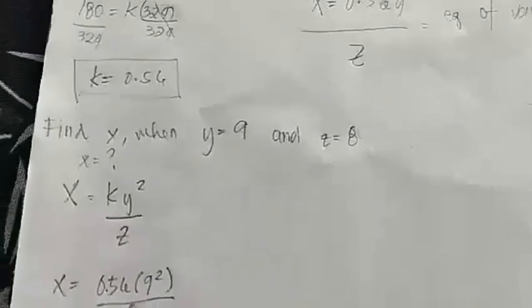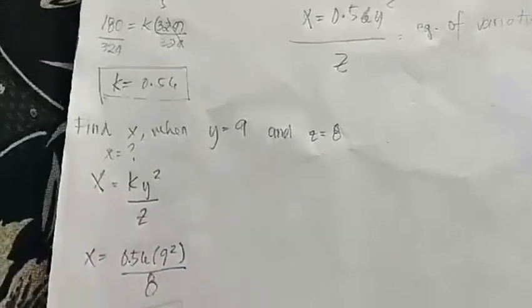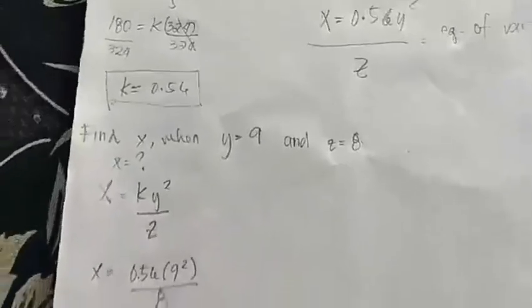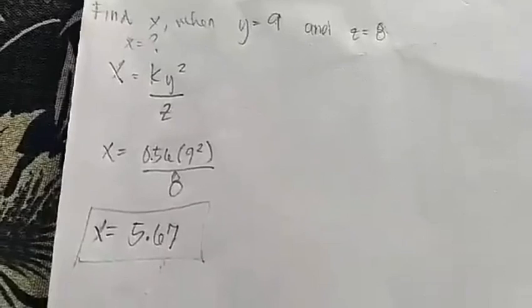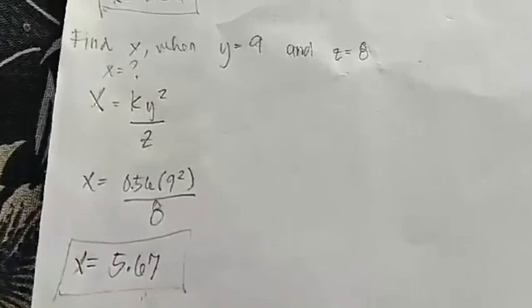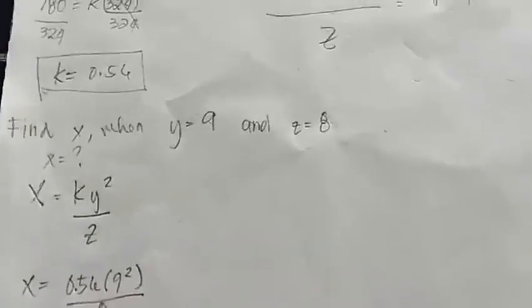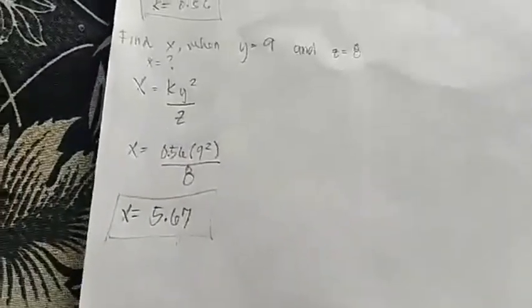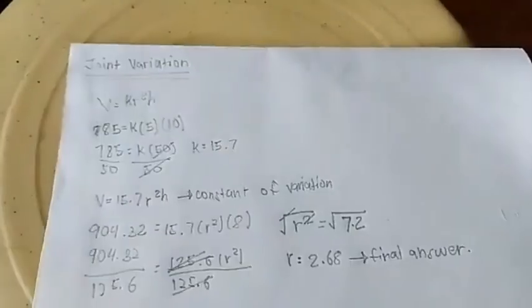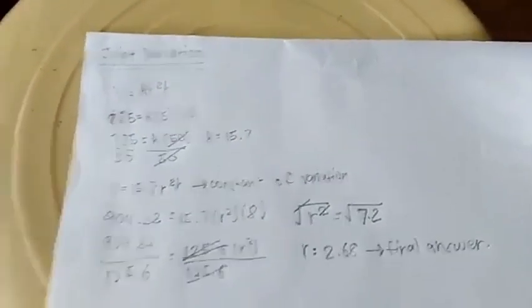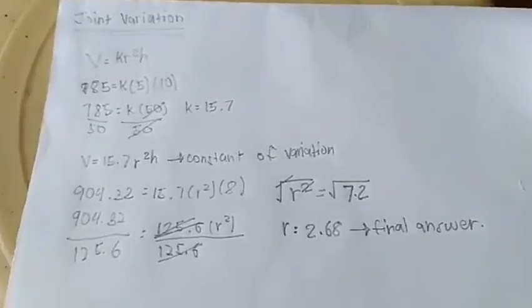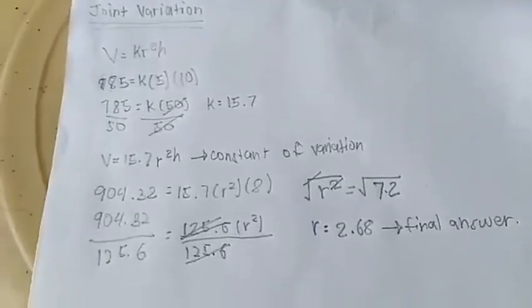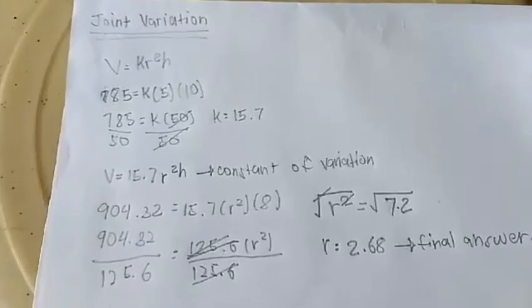So our x is unknown, so we're going to apply the ky squared all over z again. So it will be x is equal to 0.56 multiplied by 9 squared all over 8. And our final answer is 5.67.